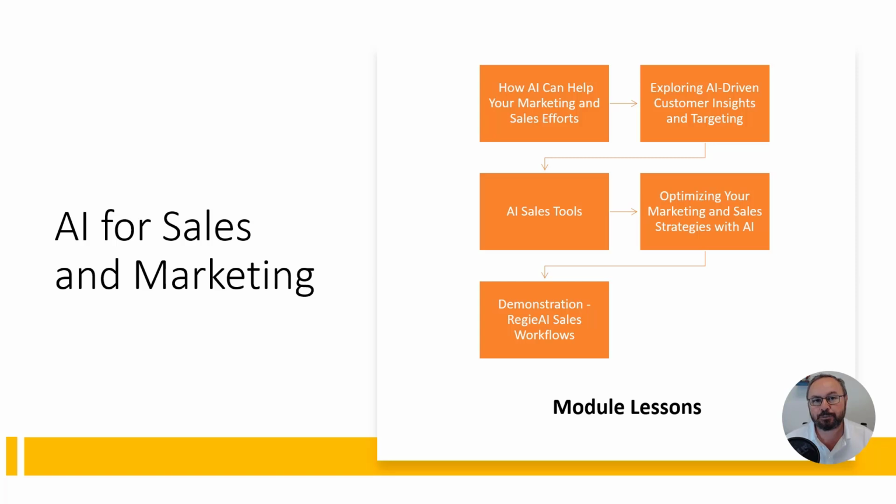I'll dive into, at a high level, some of the AI sales tools that are popular on the market at the time of writing the course. We'll also talk about how you can optimize your marketing and sales with the proper strategies, of course, with AI. Then I'll go into a demonstration of a tool called Reggie AI, specifically focused on sales workflows. We have a lot to cover in this module, so let's go ahead and continue on to the first lesson.